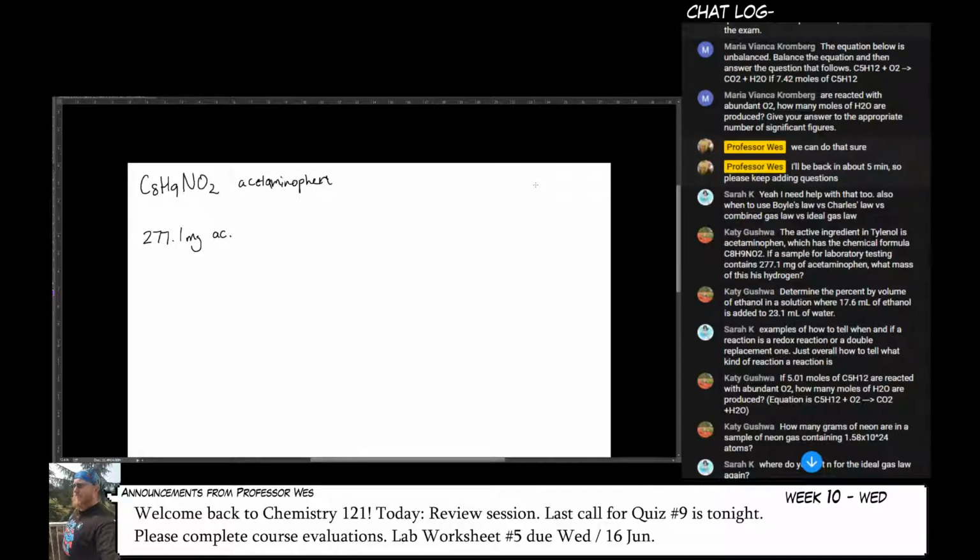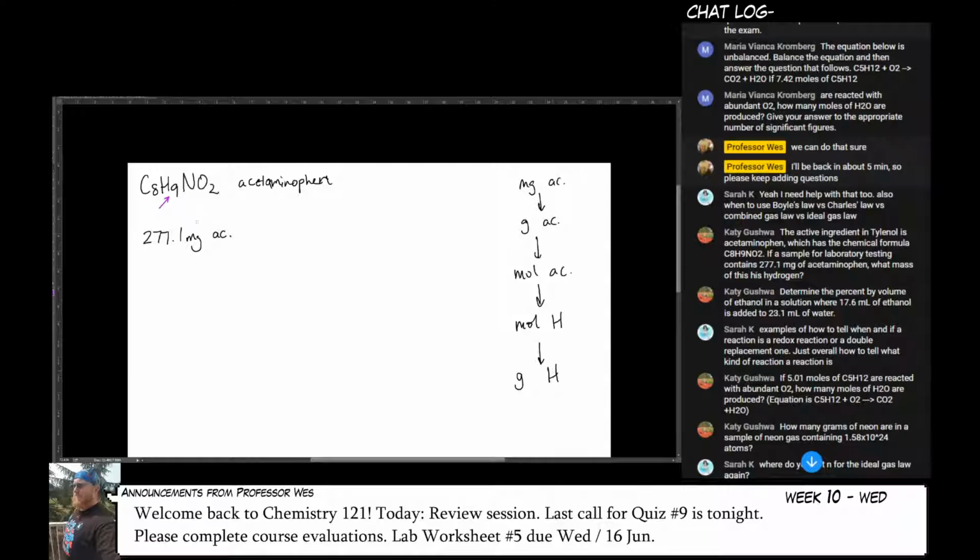So for this problem, I got milligrams of acetaminophen. Obviously, I need to turn that into grams of acetaminophen so I could do anything with it. Remember that whenever we have one of these A-B problems where we have a starting quantity and we want to figure out what we need to turn it into, the answer is always moles, right? So moles of acetaminophen. And if I know the number of moles of acetaminophen, I know the number of moles of hydrogen because I have the formula here, right? And then finally, if I know the number of moles of hydrogen, I know the mass of hydrogen.